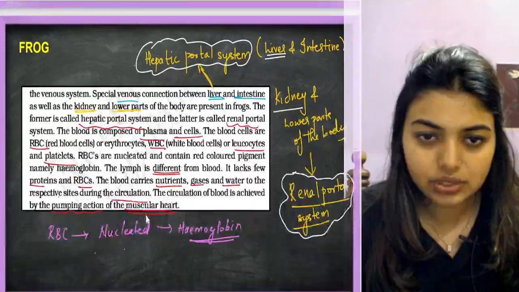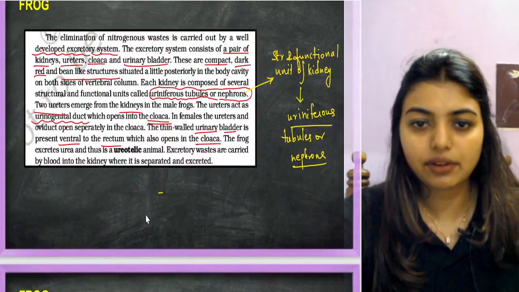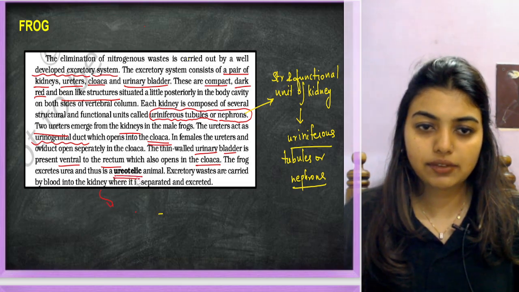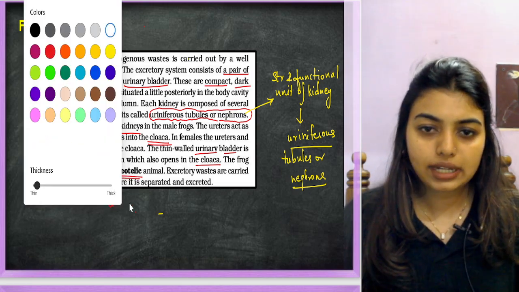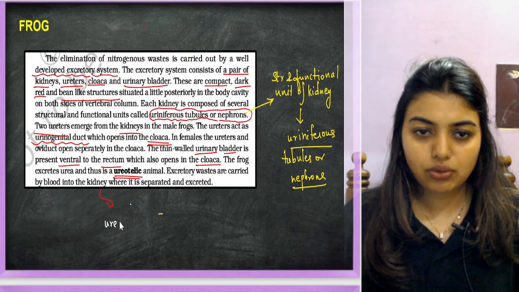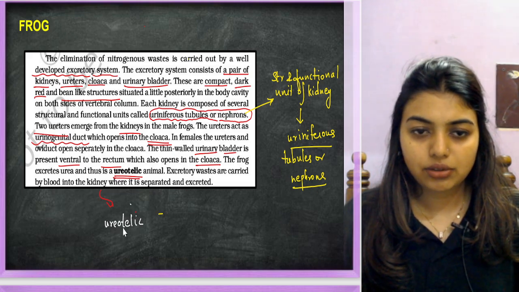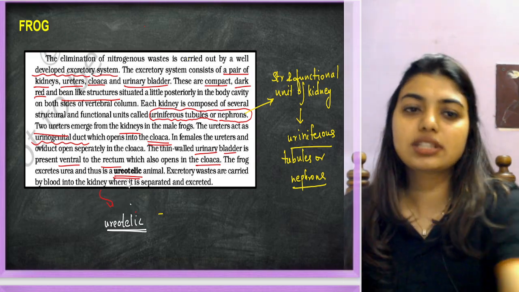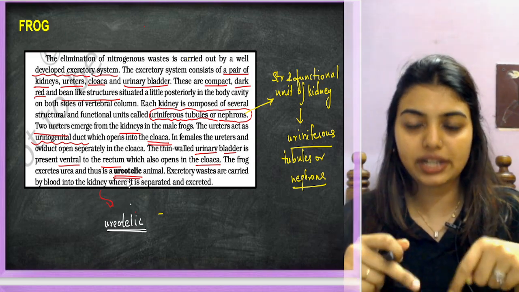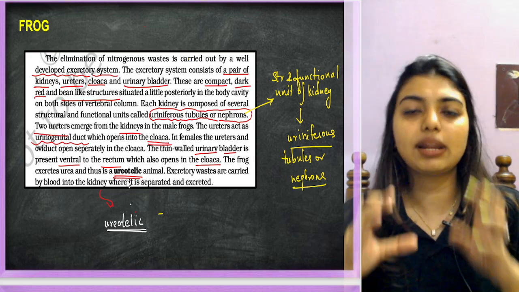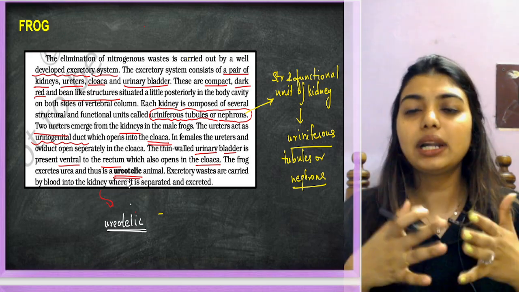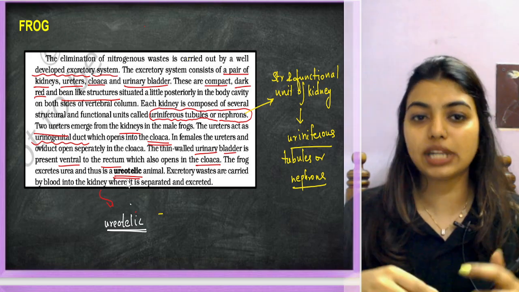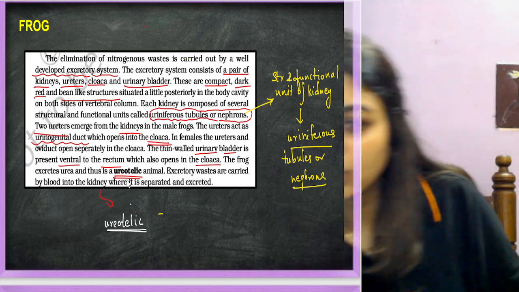So if they give out urea, we call that organism ureotelic. If they give out uric acid, we call it uricotelic. I hope this is clear. Very simple. They have a pair of kidneys and two ureters. These two ureters open into the urinary bladder and then into the cloaca. But in males the ureter itself will carry the sperm, so it is called the urinogenital duct.